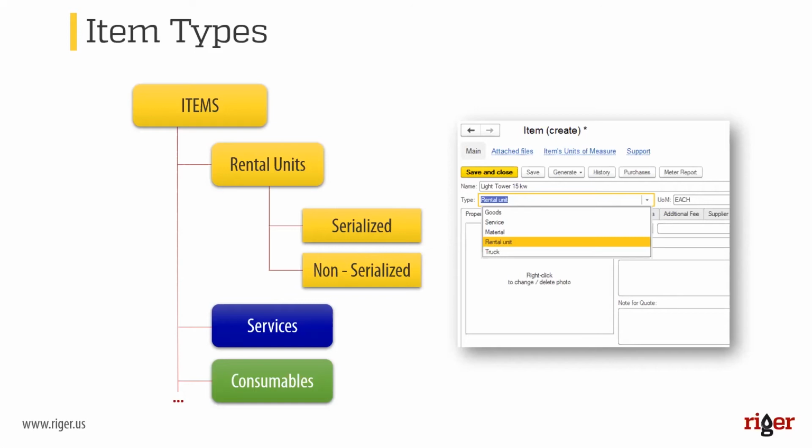Another type of item you can have in RigER is services. Every single service you provide for the client's job, you list in RigER's inventory list and select the type as service. And the last one is consumables. The consumables can be goods or materials. It's a separate type of item in RigER that you select for your parts, materials, and goods to store in RigER inventory.